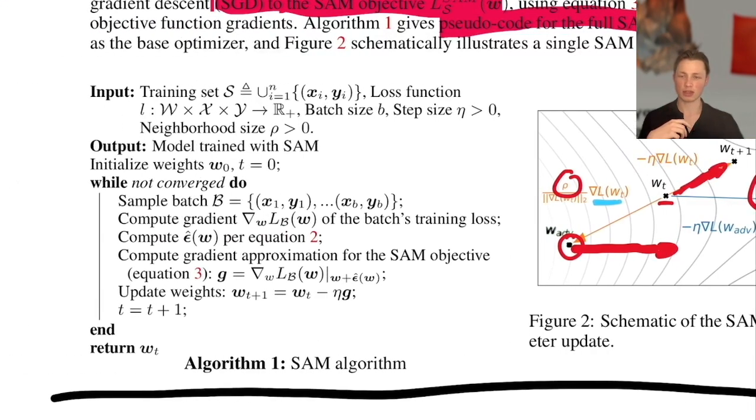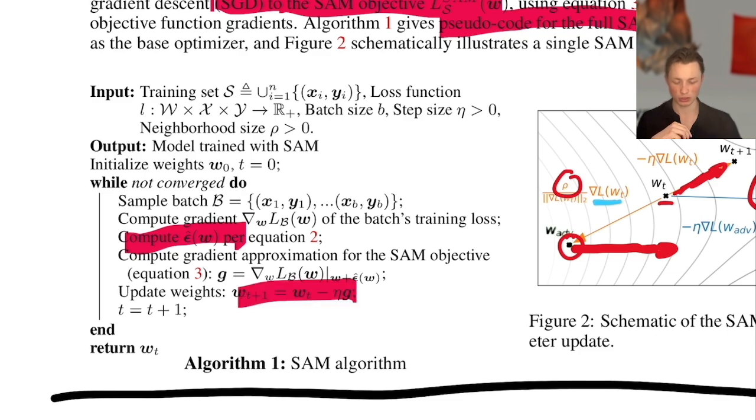Let's have a small look at the algorithm at the end. Nothing special. First of all, we have to compute the epsilon, so find the parameter configuration in the region that gives us the worst case loss, and then we take the gradient for this parameter configuration, and then we do the update.